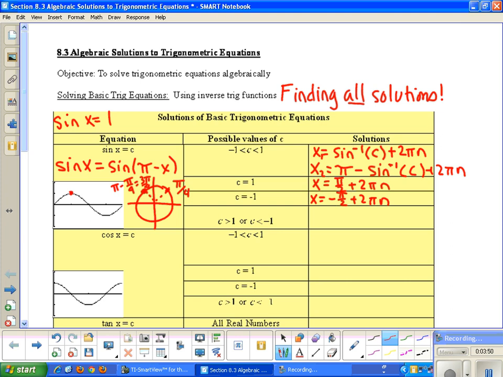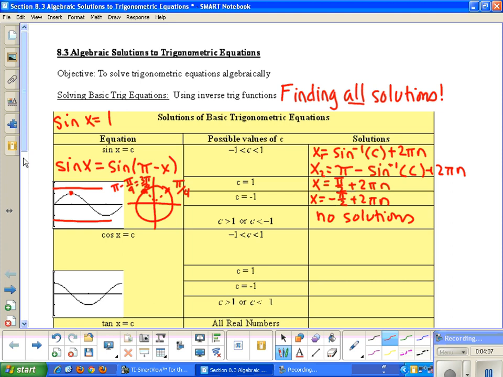It doesn't really matter. So then for the next one, if it's above 1 or below -1, you would not have anything on your graph because it's a unit circle. So in this case, there would be no solutions.